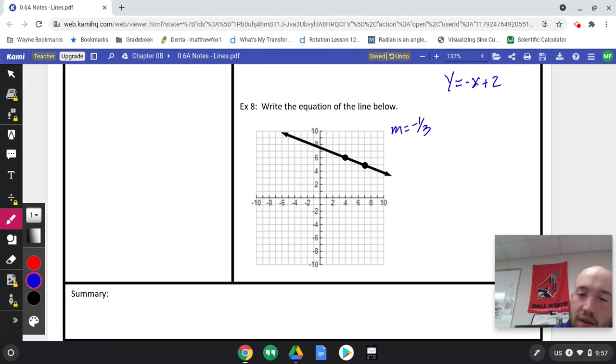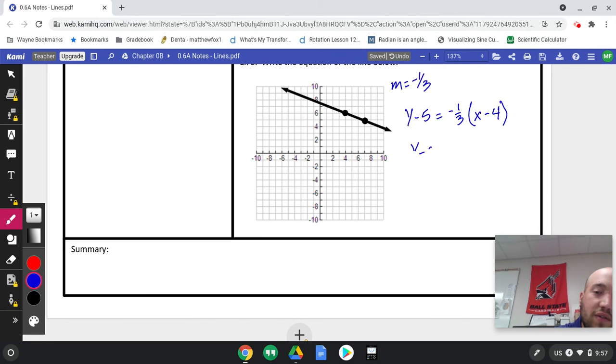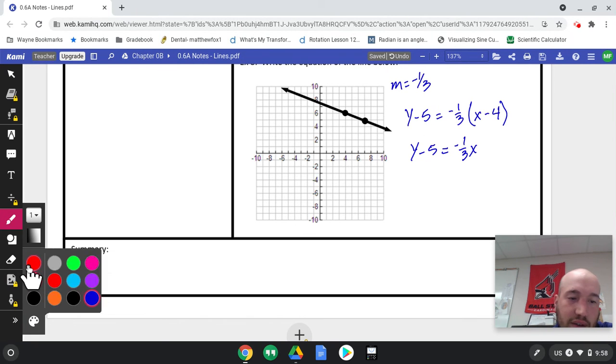Okay. Now, if we plug this in, I don't care which one you use, either this point or this point, either the 7, 5 or the 4, 6, it does not matter. So I'll use 7, 5. So y minus 5 equals negative 1/3 x minus 4. Now we distribute. We'll get y minus 5, oops, that's a y, equals negative 1/3 x. Let's see. Oh, I did that wrong. I used the 7, 5, so this needs to be a 7.